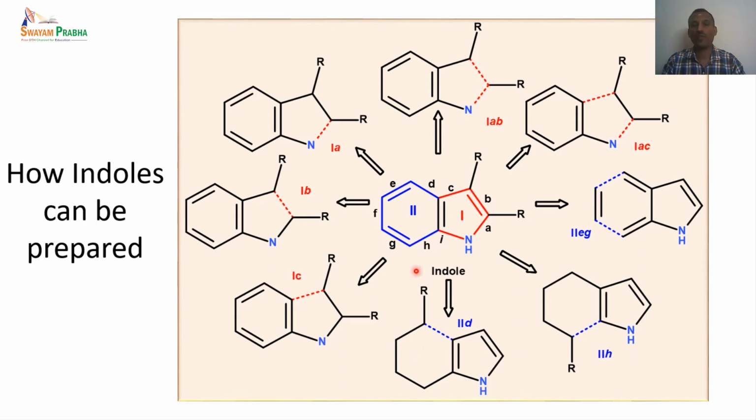Either we start with the 6-membered ring and build the 5-membered ring, or start from the 5-membered ring and then build the 6-membered ring. Either way, we can make use of this to prepare indole derivatives. We will look at some examples of these kinds of reactions.